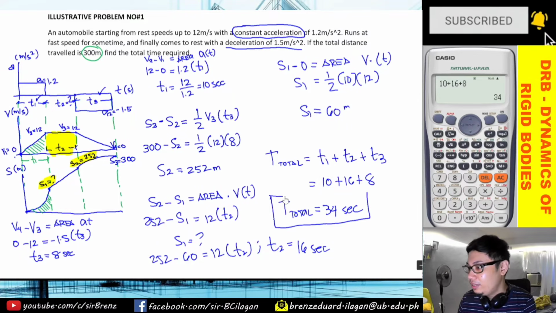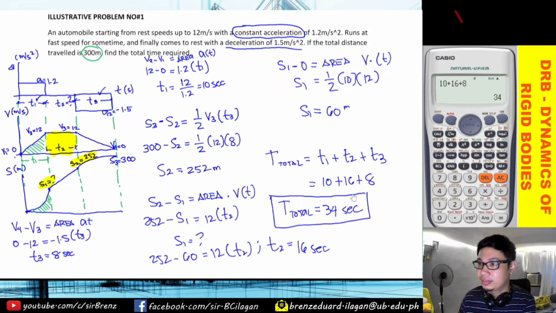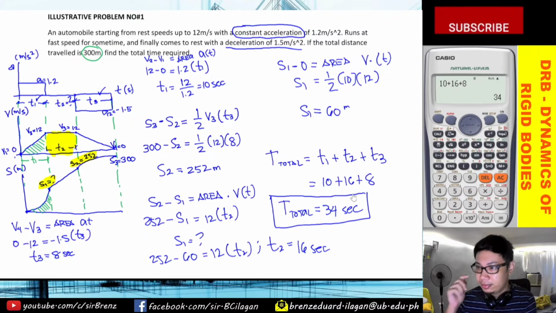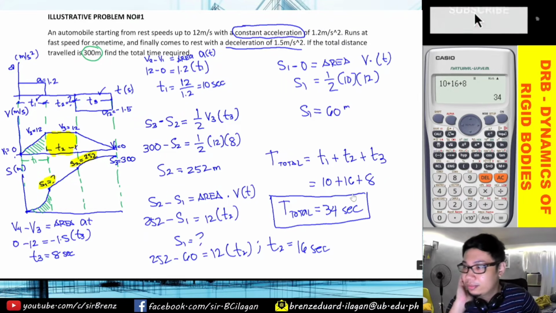Okay guys, so I will give you again 2 minutes to copy. So you may start copying the problem. Habang ina-analyze ko if pwede siyang applyan ng rectilinear na formulas.